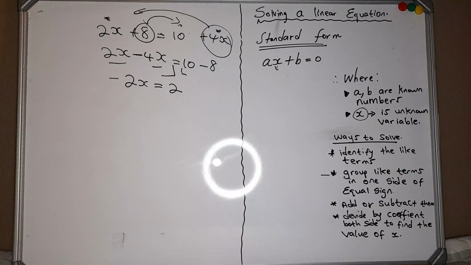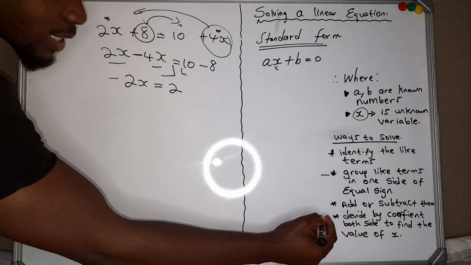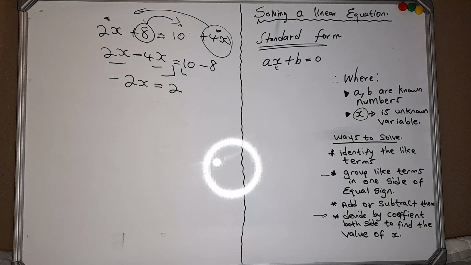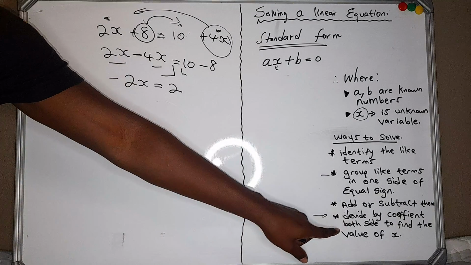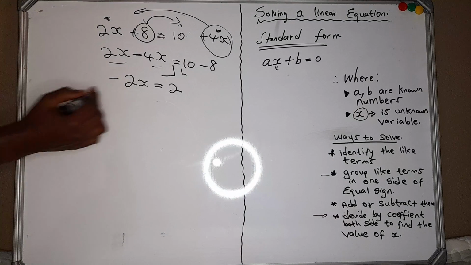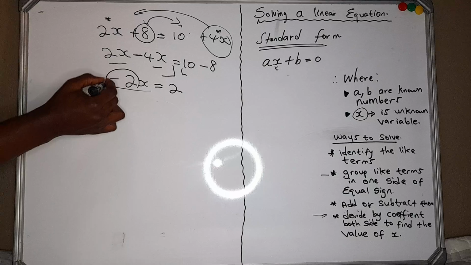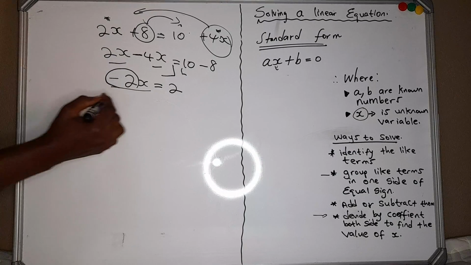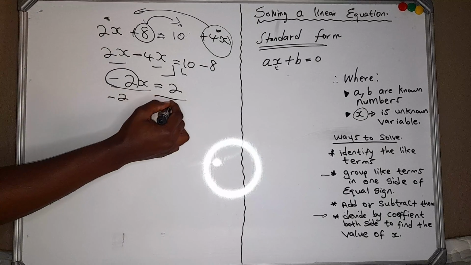Now because we want to solve for x, first you divide both sides by its coefficient. How do you divide by its coefficient? The coefficient is a number without an alphabet. You divide by that number on both sides, as indicated in the ways of solving, to find the value of x. So we're going to divide by this coefficient, which is negative 2. We divide by negative 2, we divide by negative 2.